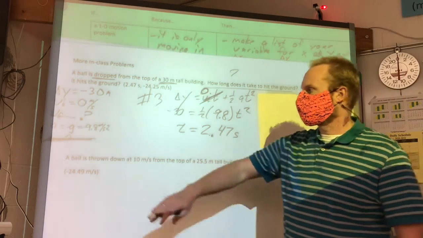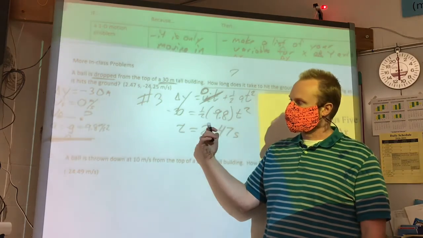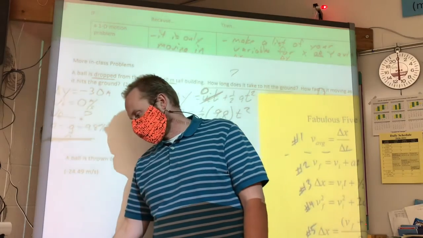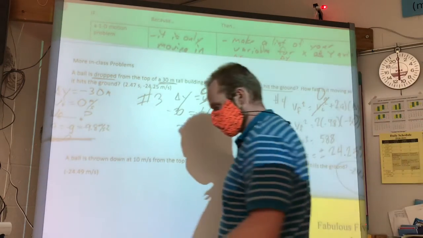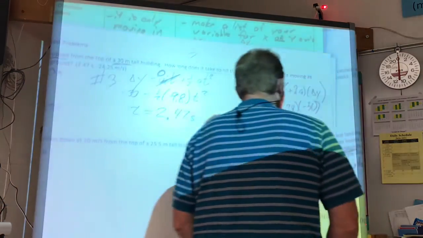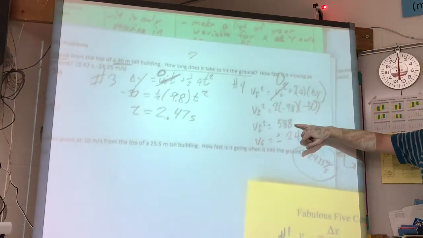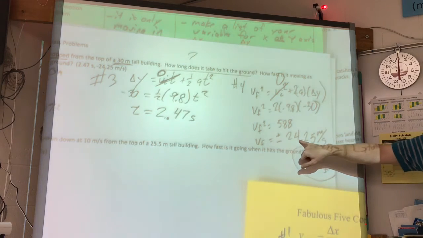So if I were to pick an equation that didn't have time, because I pretended like I didn't just solve for this, I went with equation number 4. And I just want to point out that with equation number 4, you get to this point where the final velocity squared is 588. So when we take the square root, it's plus or minus 24.25.